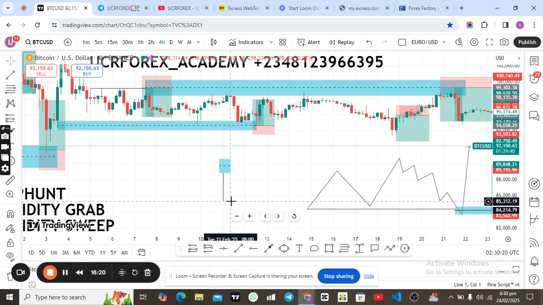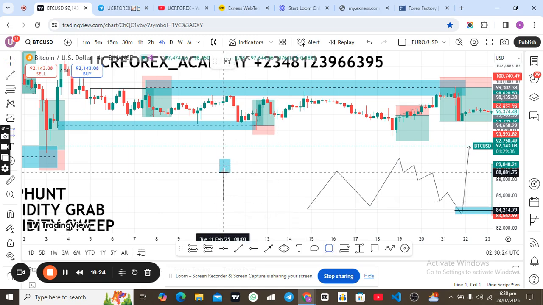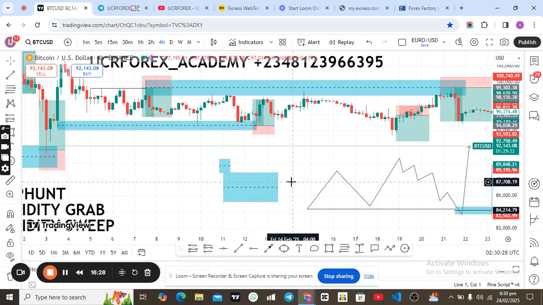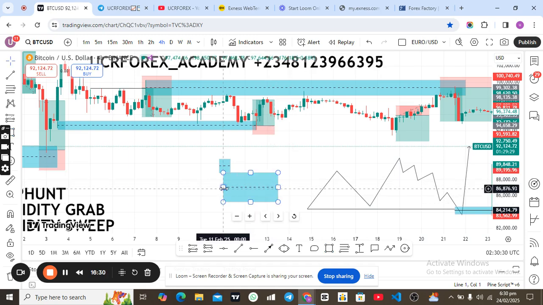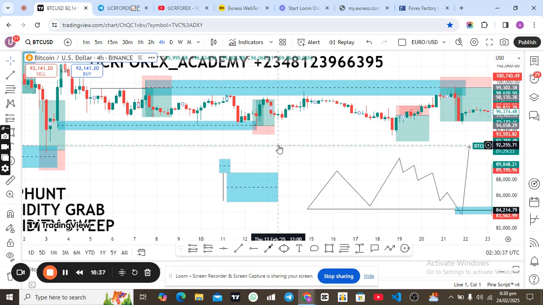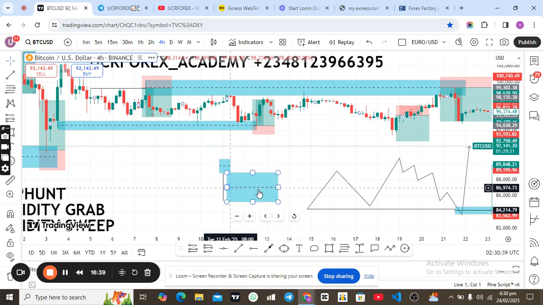The moment you mark out that wick, now concentrate like this. Let's say you go to the daily time frame. Mark out that wick because that wick has been used to clear the stop losses of the previous traders. Mark out the wick this way. And the next thing to do now is to focus more on the half of that very particular wick.